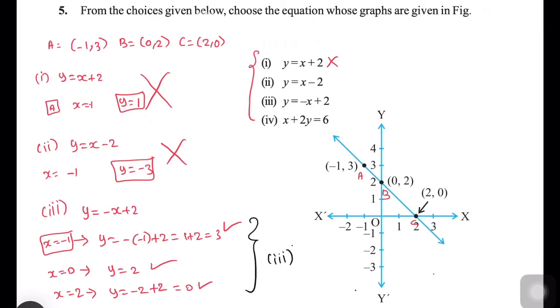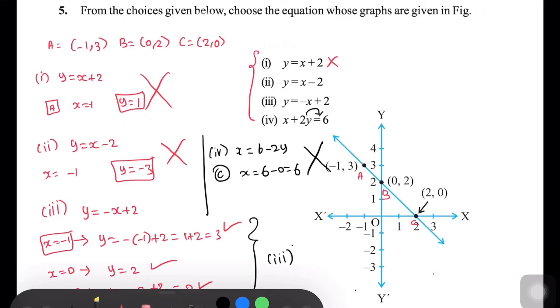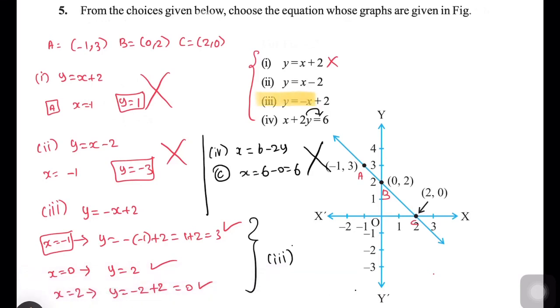Now move to option 4. X is equal to 6 minus 2y. So substitute the values of y here. For point C, if y is equal to 0, then x is equal to 2. But substituting, if y is equal to 0, we get x is equal to 6. So this is not correct. So the only one, option 3, is the correct answer.